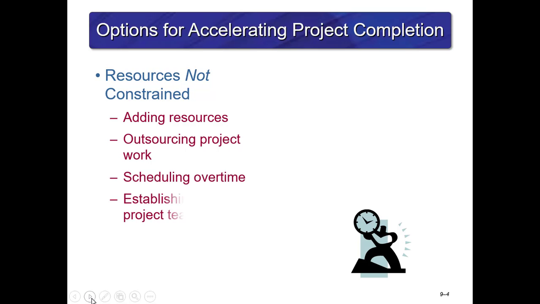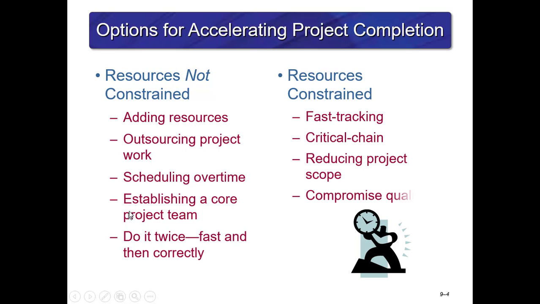Options for accelerating project completion. On the left side, when resources are not constrained, these are options that you have: adding resources, outsourcing project work, scheduling overtime, establishing a core project team, or doing work quickly, kind of laying down the foundation and then coming back to correct it later. When resources are constrained, the options of fast-tracking critical chain, reducing project scope, and compromising quality are other options. So compromising quality, there might be some areas in which the scope can be reduced or quality can be reduced in order to make the work go faster.